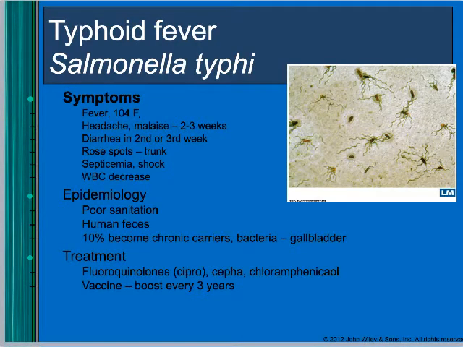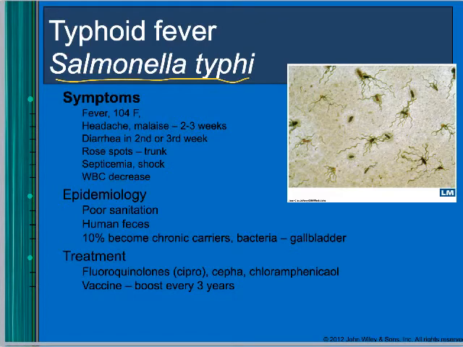Okay, now typhoid fever is caused by Salmonella typhi. So symptoms are a fever, malaise, diarrhea. Okay, they get a rash, which they call a rose rash. It can lead to septicemia and shock. Okay, so typhoid fever, like with Typhoid Mary, right? We talked about Typhoid Mary.